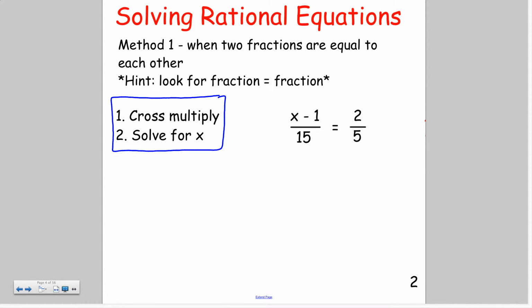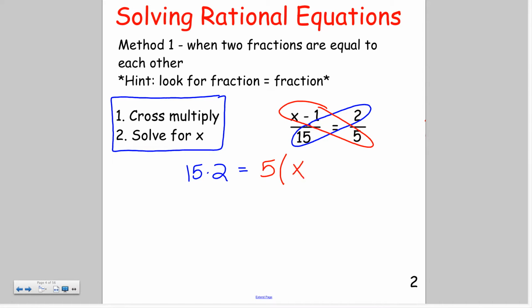Now they're going to get a little bit bigger. We're going to have binomials, so on and so forth. So to cross multiply, I'm going to multiply 15 times 2. So 15 times 2. Then I'm going to multiply 5 times x minus 1. Now I've got a binomial, so I'm going to have to remember to distribute everything. So 15 times 2 is 30 equals, distribute, so 5x, and 5 times negative 1, which is negative 5.